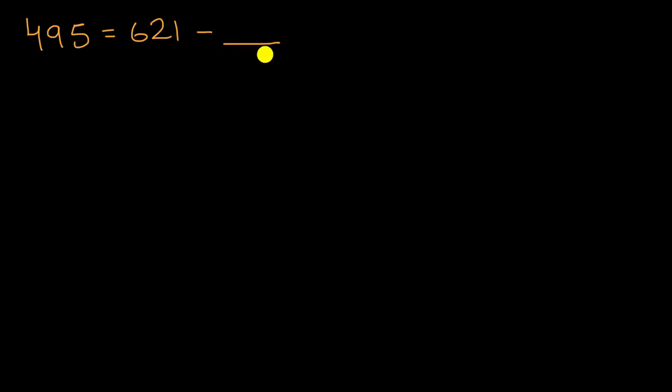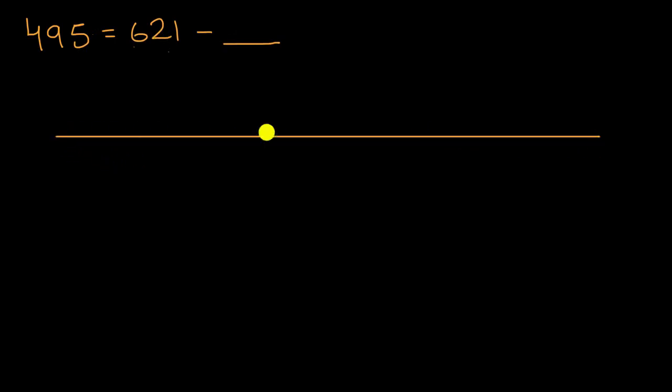And one technique is to try to visualize this on a number line. 495 is what you get when you subtract something from 621. So let me put those two numbers on a number line. So we're going to start at 621 and subtract blank to get to 495. So if this is 621, we're going to subtract some amount to get to 495.